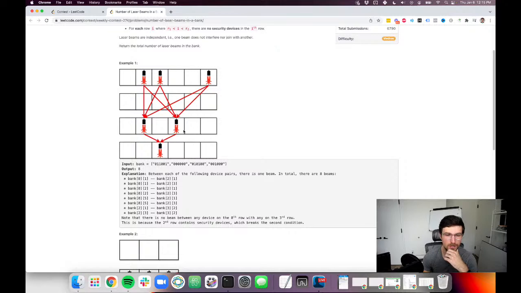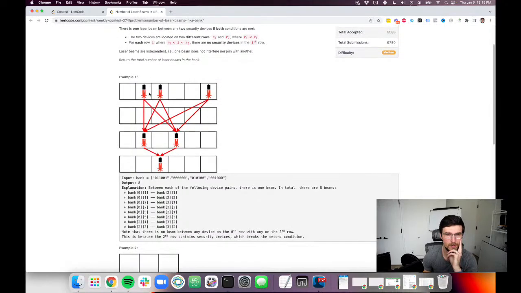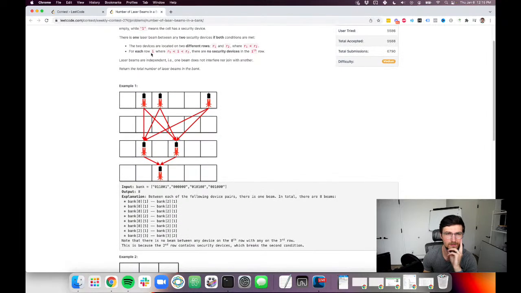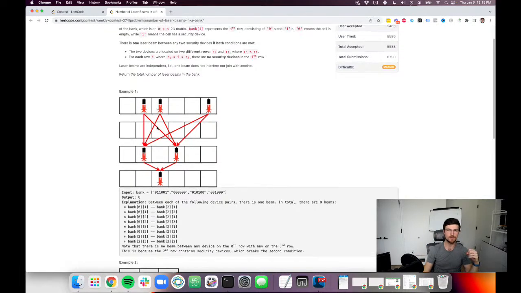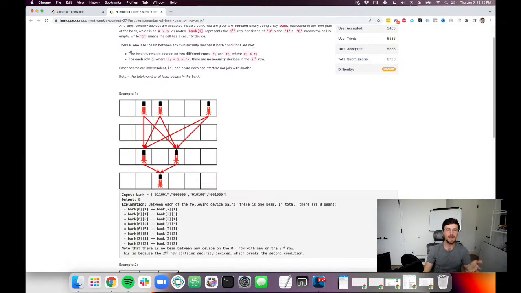Okay, so basically they're going to connect from one row to the next row, right? Each laser beam can't connect across rows. So what they're saying is the two devices are located on two different rows, and there are no security devices in the rows between them.